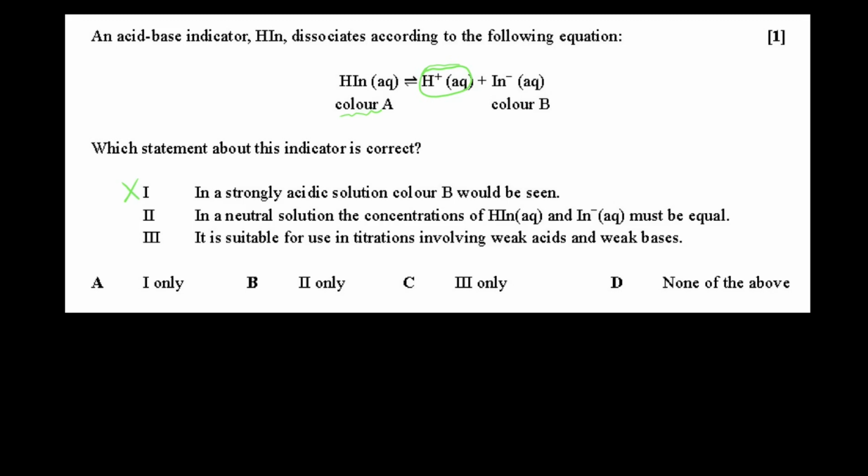In a neutral solution, the concentration of H plus ion and In negative must be equal. No, it depends on Ka. So they may or may not be equal. So it's not the correct answer. It is suitable for use in titration involving weak acid and weak base. No, for weak acid and weak base, indicators may not be used to find the correct endpoint. So all the three options are wrong. So option D.